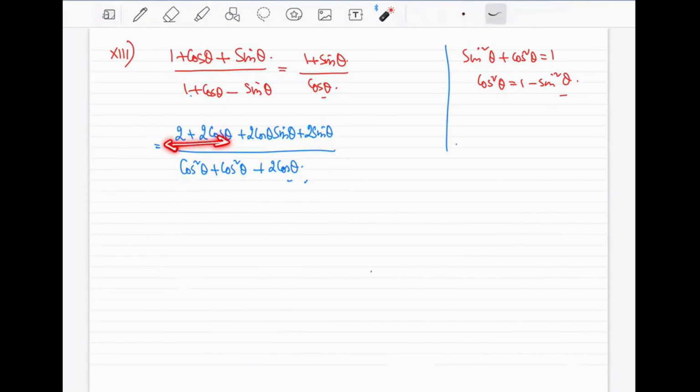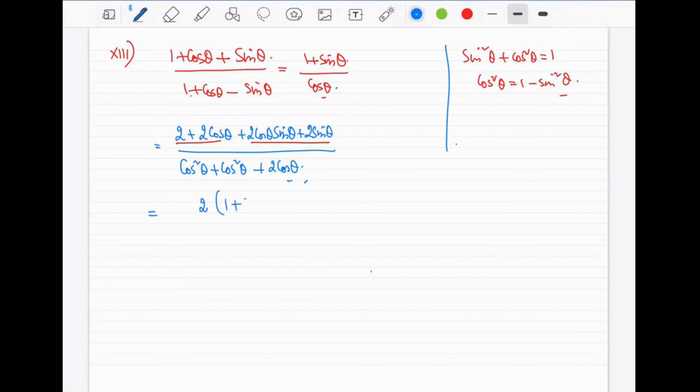These two, what can I take out as common factor? I can take out 2 as common factor. Both of them have 2, right? What about these two? Look, there is 2 in both of them, and sine theta in both of them. From the first two, I can take out 2 as common factor. From the second two, I can take out 2 sine theta as common factor. So in the numerator, take out 2 from the first two, and take out 2 and sine theta from the second.